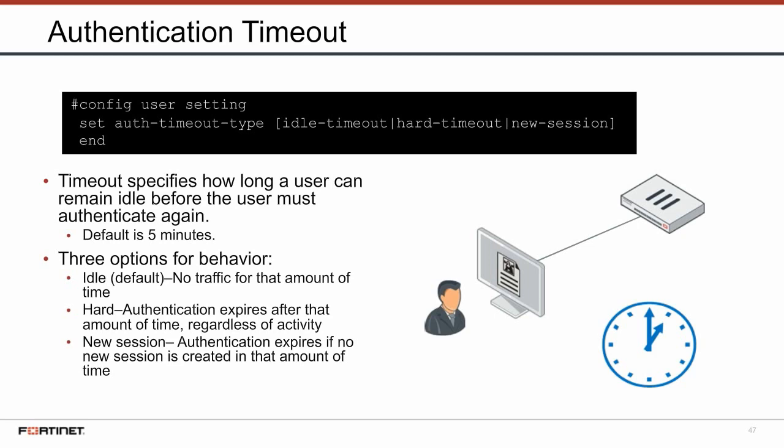There are three options for timeout behavior. Idle looks at the packets from the host's IP. If there are no packets generated by the host device in the configured time frame, then the user is logged out. Hard. Time is an absolute value. Regardless of the user's behavior, the timer starts as soon as the user authenticates and expires after the configured value. New session. Even if traffic is being generated on existing communications channels, the authentication expires if no new sessions are created through the firewall from the host device within the configured timeout value. Choose the type of timeout that best suits the authentication needs of your environment.